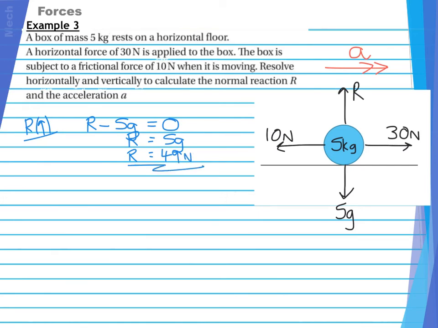Okay, horizontally now we're going to be doing Newton's second law. And I'm going to pick to the right because that's my direction of acceleration. So the forces in the horizontal direction are going to be 30 minus 10. And then that equals mass 5 times acceleration. 30 minus 10 is 20, so 20 equals 5 times acceleration, which means we've got to divide both sides by 5 to get the acceleration, and therefore the acceleration is 4 meters per second squared.